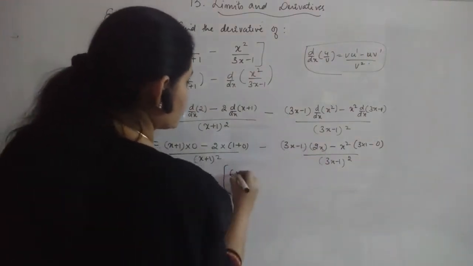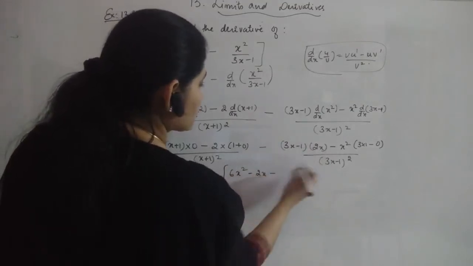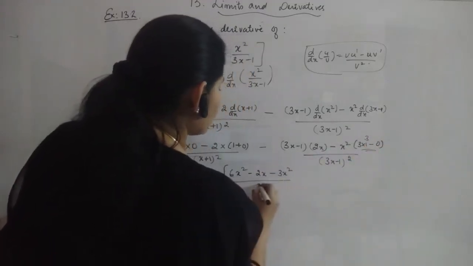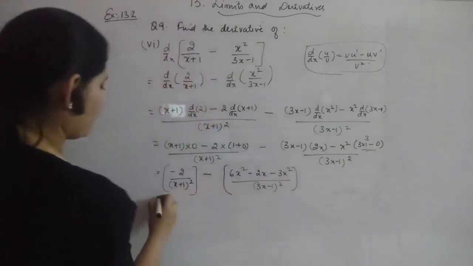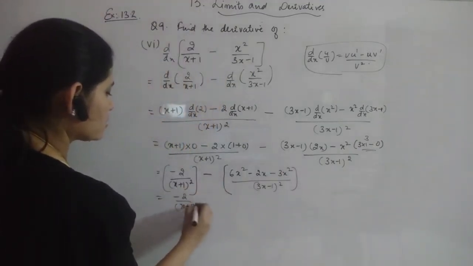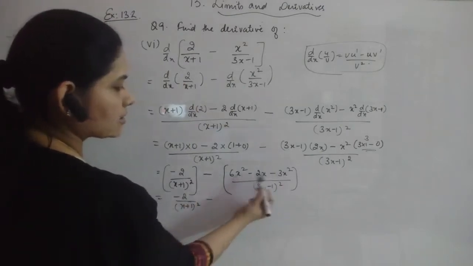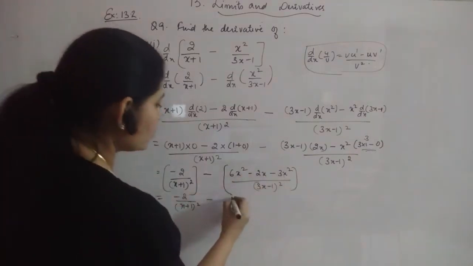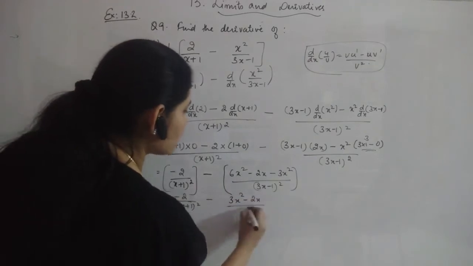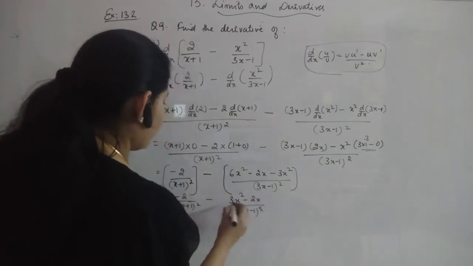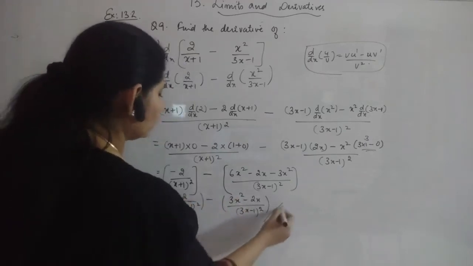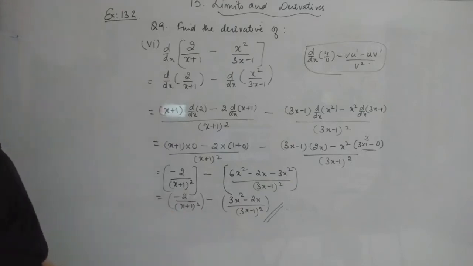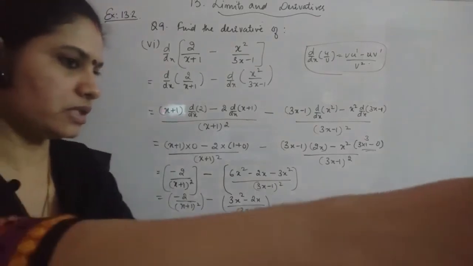Okay, here you have 6x square minus 2x minus, what is this term? This term will give you only 3, so it is minus 3x square divided by 3x minus 1 the whole square. So it is minus 2 by x plus 1 the whole square minus these two, again like terms, so you can simplify them to 6x square minus 3x square, which gives you 3x square minus 2x divided by 3x minus 1 the whole square. Put a bracket here. So this is what you can do, because in the denominator you don't have anything in common that you can simplify more.